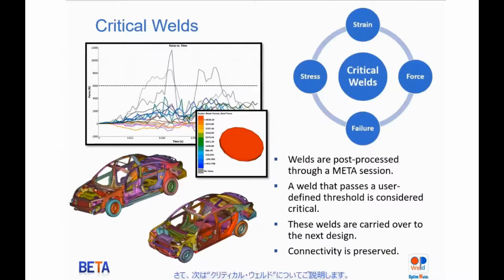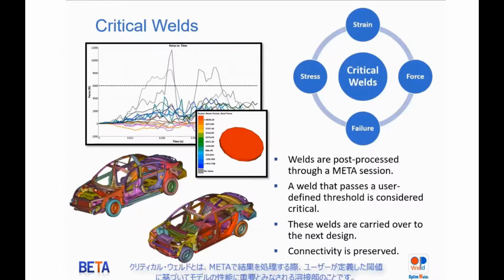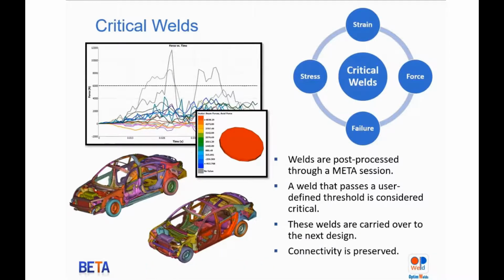Now on to critical welds. Critical welds are welds that are deemed important to model performance according to a user-defined criteria that is processed through Meta. This criteria can be anything that distinguishes it as taking a significant amount of loading during the simulation, whether it's force, stress, material failure, or fatigue life. When a weld reaches this threshold, it's considered critical and will be carried over to the next design in the optimization. For the case study we performed, our critical weld threshold was set to 6,000 newtons.